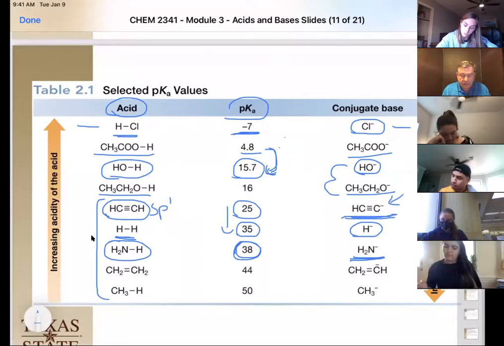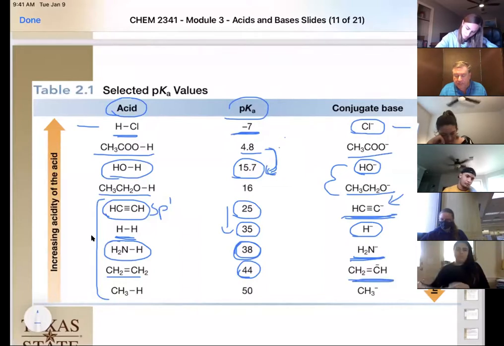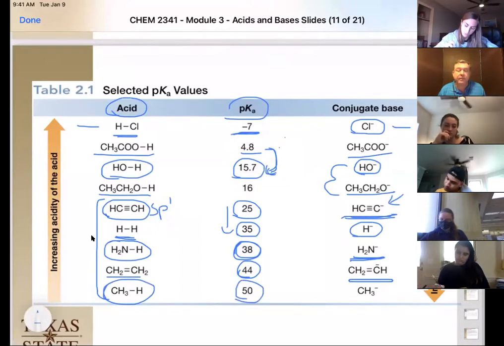Okay. Now, once we have acetylene, our pKa jumps again, making it an even weaker acid, but that makes it an even stronger base. And at the end here, we have methane. If we pull that hydrogen off at 50 pKa, we have this carbanion, that we have a negative charge on carbon. That's one of our strongest bases we're going to use in organic chemistry.